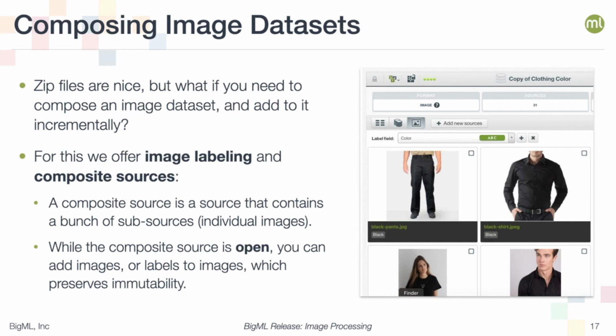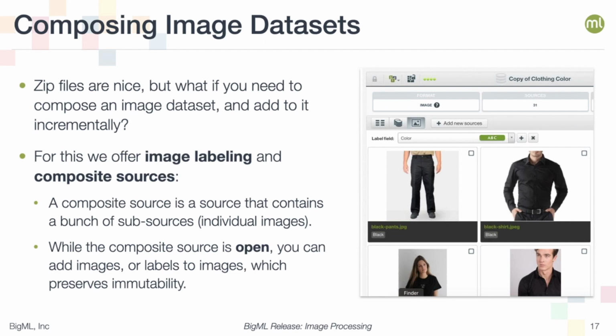A composite source is a source that contains a bunch of subsources, or component sources, we call them, and those are the individual images that you've uploaded. While this composite source is open, you can add images or add labels to images, and that allows us to preserve immutability. As soon as you say, okay, I'm done editing this source, or I want to train a deep learning model, you close the source, and it can never be edited again. This way, you can always go back to the source from which the model was trained.